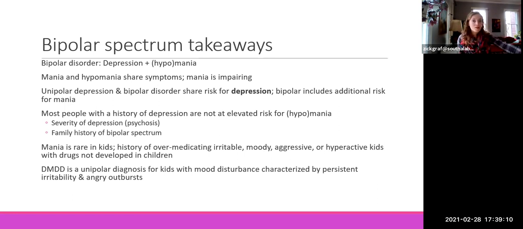Mania is extremely rare in children, so rare that it's almost impossible to find in population studies. Yet we have this terrible history of over-medicating kids who are irritable, moody, and aggressive, and who may have extreme anger outbursts. We now diagnose this as disruptive mood dysregulation disorder, a unipolar mood diagnosis for kids with mood disturbance that's characterized by persistent irritability, and that also features angry outbursts. In adults, we don't make the diagnosis based on this persistent irritability. We really only focus on the angry outbursts, and that's diagnosed as intermittent explosive disorder.